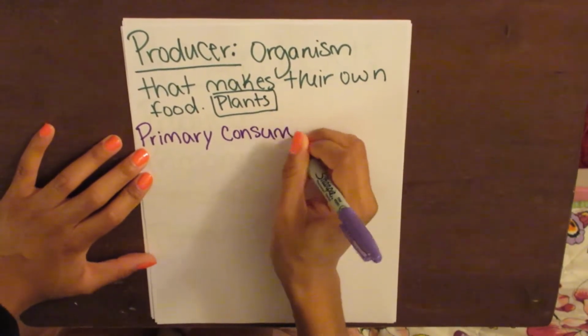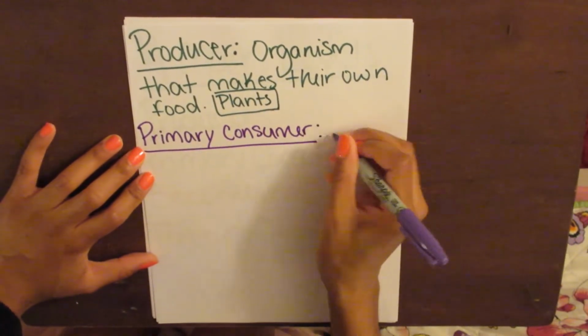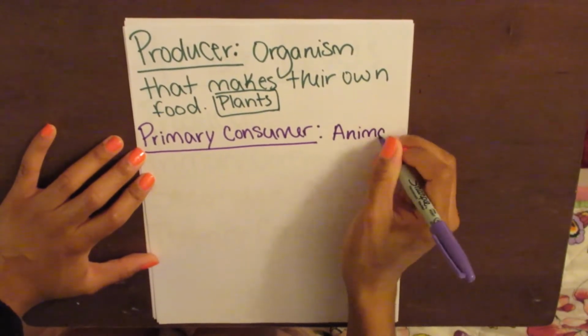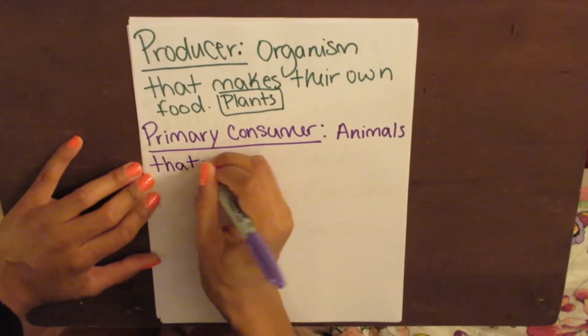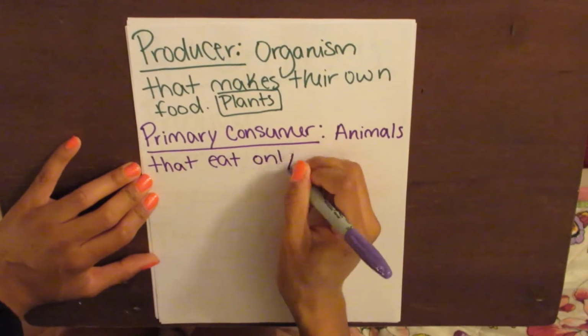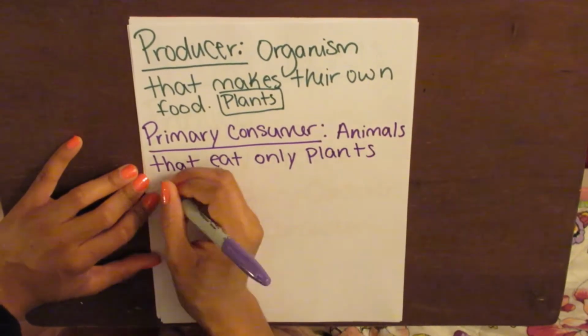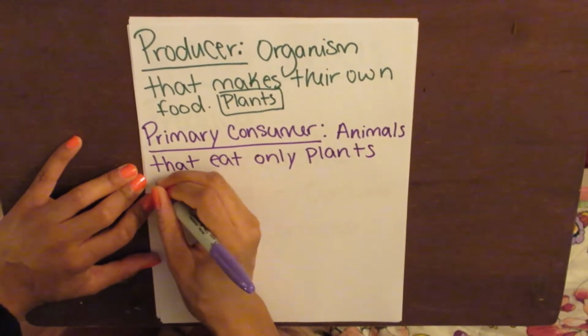Primary consumers are animals that only eat plants. So that's it. They only eat the producers. We call those herbivores.